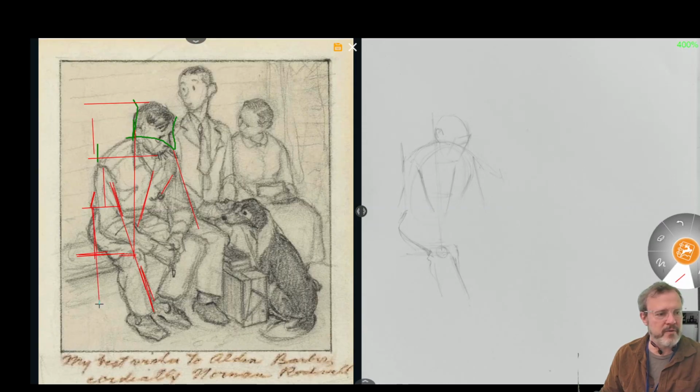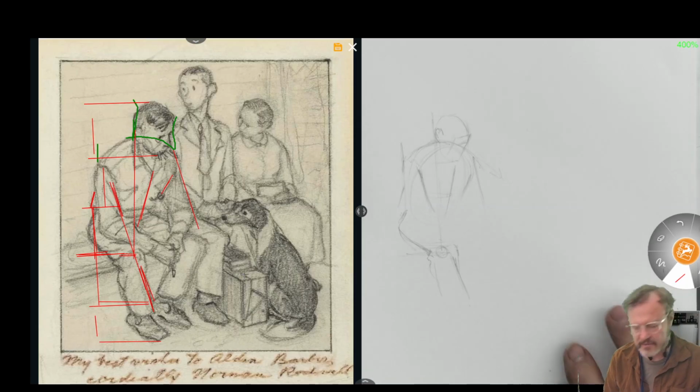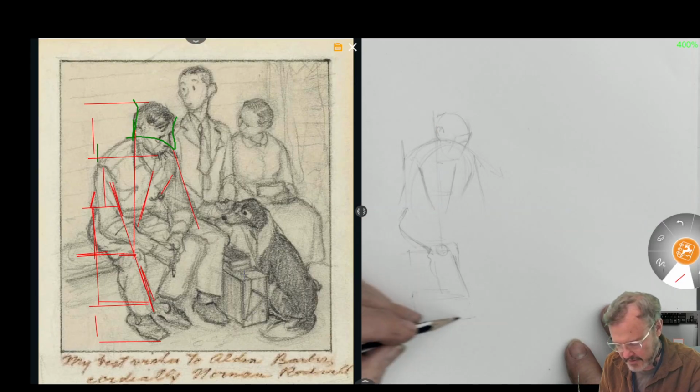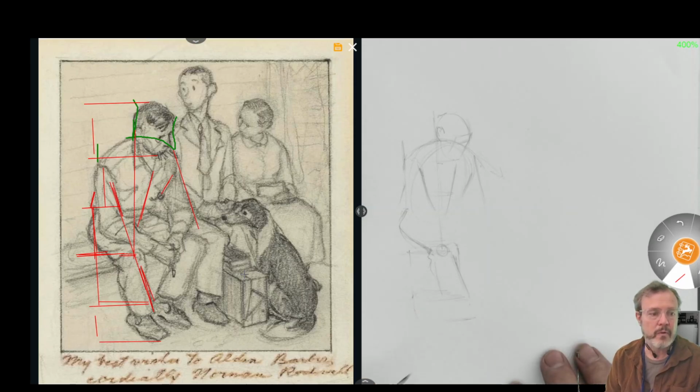Okay, if we continue counting heads down, one more head takes us to about here on the cuff, and then about another 3/4 of a head to the toe. So we go one more head to the cuff, with this being our head size, 3/4 of a head to the end of the toe.